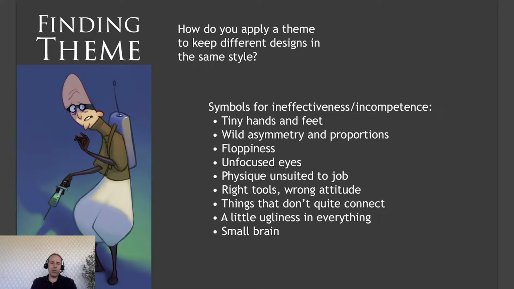Unfocused eyes, they do a good job of just making it feel like that character mentally isn't there. A physique that's unsuited to the job the character is supposed to do is a great symbol for that. A character that has the right tools but the wrong attitude can be really effective at showing incompetence. And that's going to come down to gesture and expression as much as it is the design elements. Things that don't quite connect. So any design components that feel like they should connect, but they're just not quite there.